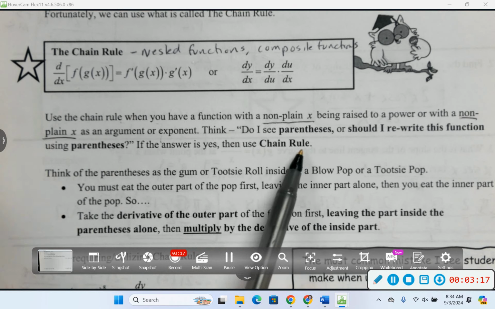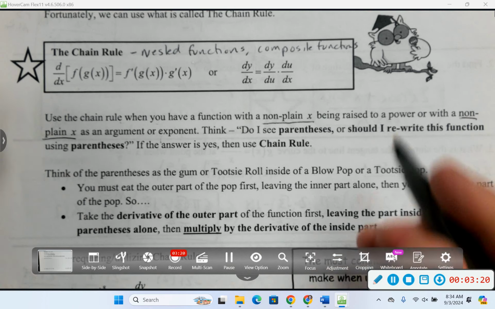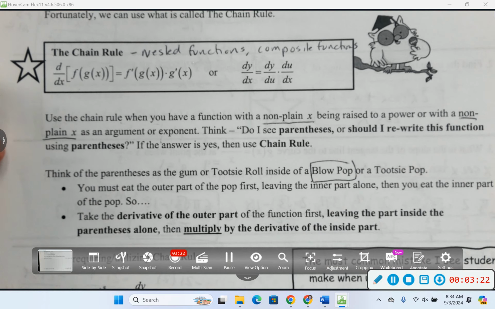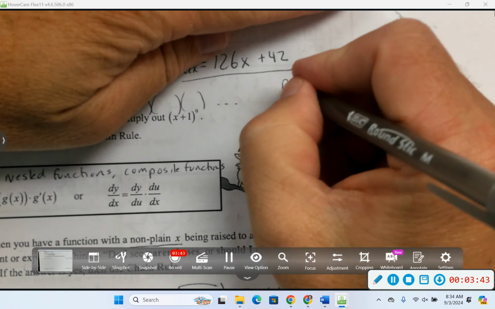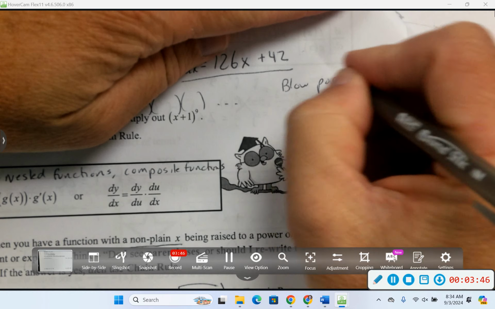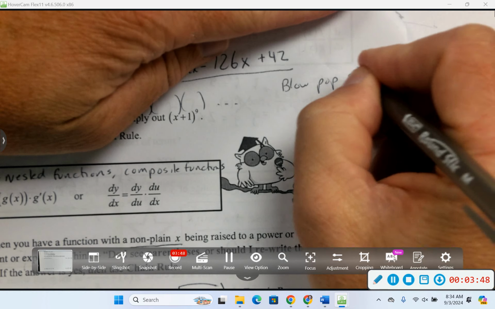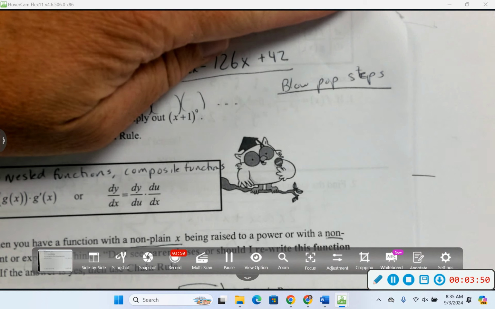So here's the connection between the chain rule and blow pops. Sometimes I get Tootsie Roll Pops, sometimes blow pops. Today, blow pops, because that's what the store had. This sounds dumb, but explain to a 5-year-old the steps of eating a blow pop. What would be the very first step? Take the wrapper off. You don't have to write this down. This is kind of dumb, but it connects to the chain rule.